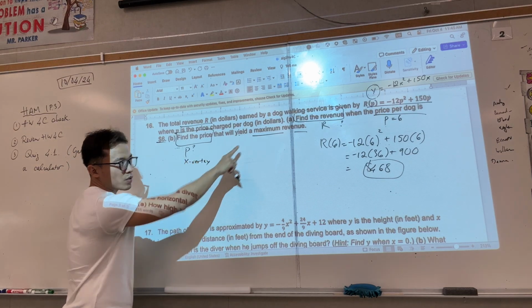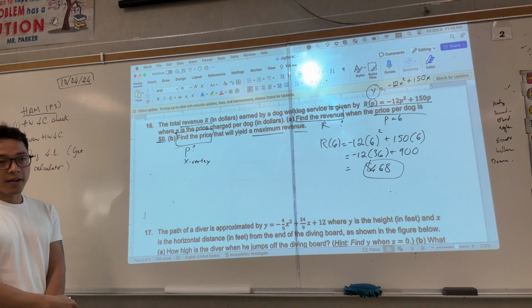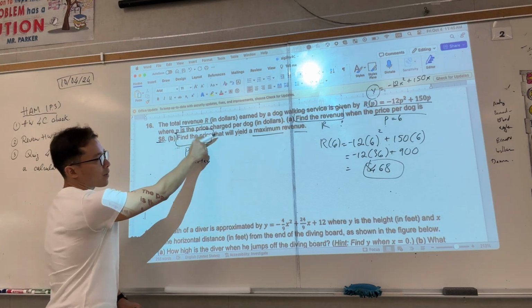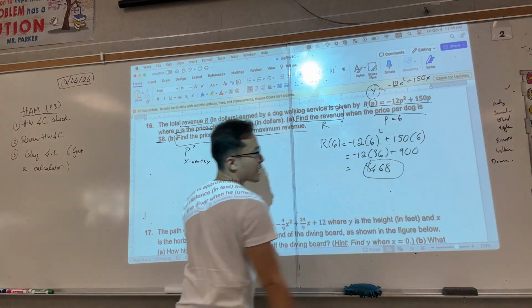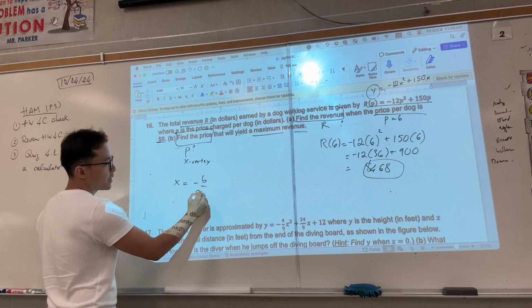So always read the question. They not only ask you for the Y vertex. Depending on what they ask you, in this case they're asking for the price, and price is kind of like the X. So X vertex. That's why Sabrina is using negative b over 2a.